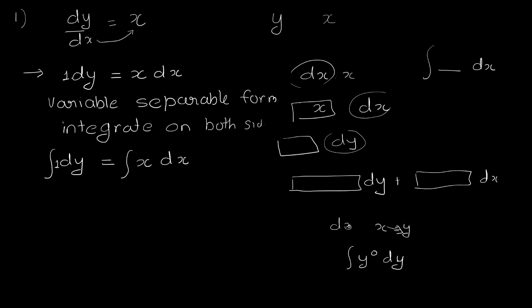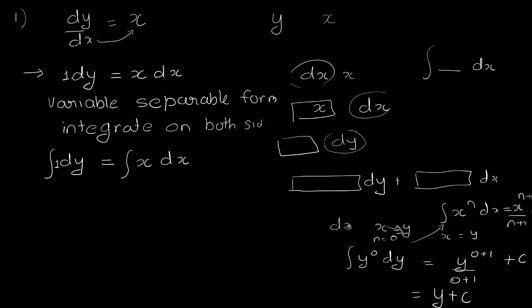And what is this y raised to 0? If we compare this with x raised to n dx, instead of x there is y, so everything will be in terms of y. Also, the answer for this was x raised to n plus 1 upon n plus 1, plus c. So that plus c comes here, and in place of n we have 0. So we get y raised to 0 plus 1 upon 0 plus 1, plus c, that is y plus c.